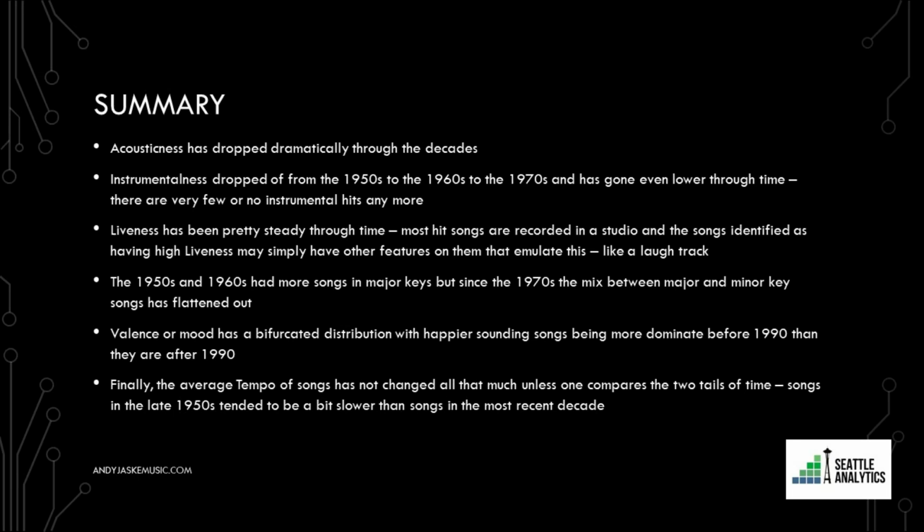Valence, or mood, has a bifurcated distribution, with happier sounding songs being more dominant before 1990 than they are after 1990. And finally, the average tempo of songs has not really changed all that much unless one compares the most extreme tails of our time distribution, songs in the late 1950s, and the most recent decade. So that summarizes things for today.